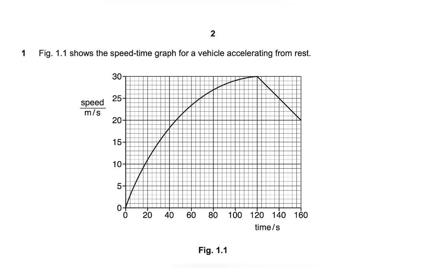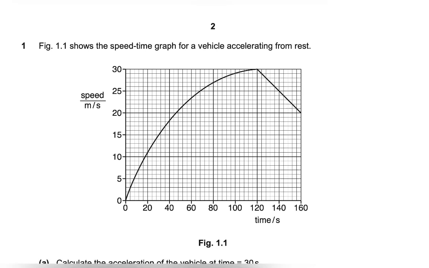Figure 1.1 shows the speed time graph for a vehicle accelerating from rest. When you see a curve like this, the vehicle is accelerating. The vertical axis is the speed axis, and the horizontal axis is the time axis, so this is the speed time graph. When you have a speed time graph, the area under the graph becomes the distance traveled. The gradient of the speed time graph, the gradient of the curve, is the acceleration of the vehicle.